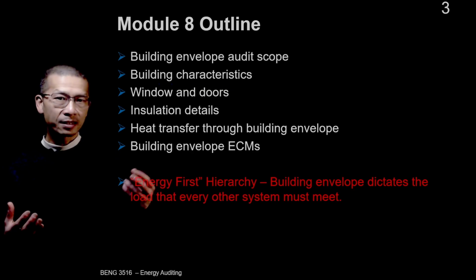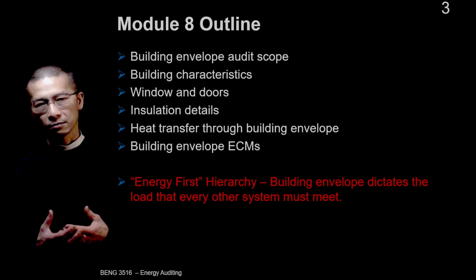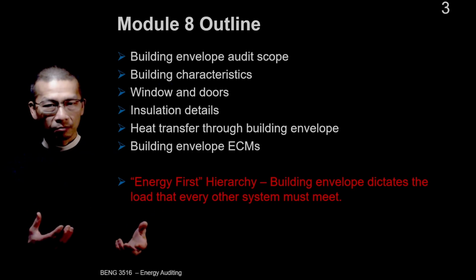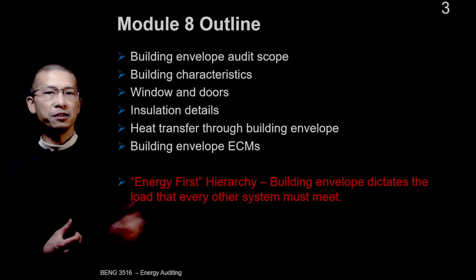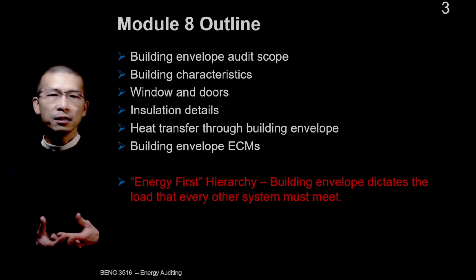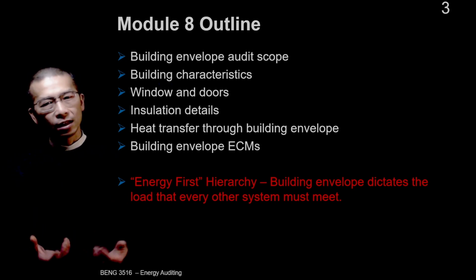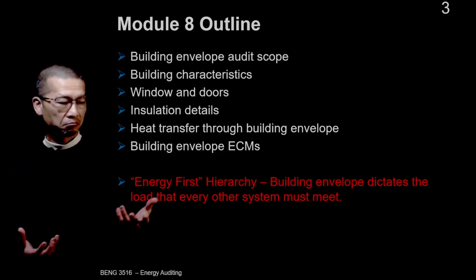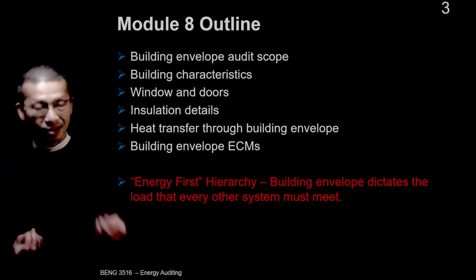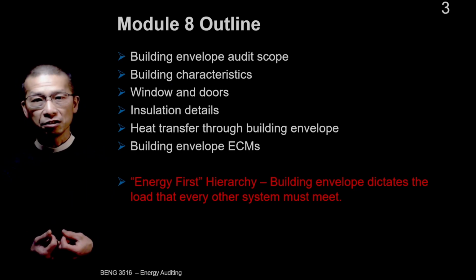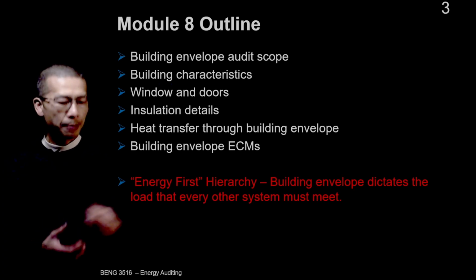Think of the envelope as a bucket. If the bucket has holes, it doesn't matter how efficient your pump is, right? You are losing water as the envelope is losing energy. So using the energy-first hierarchy in a professional audit, the envelope should ideally be addressed before mechanical retrofits, right? Reducing the building's heat loss allows us to downsize future boilers or chillers. Downsizing equipment helps save significant capital cost.